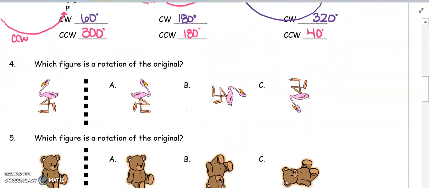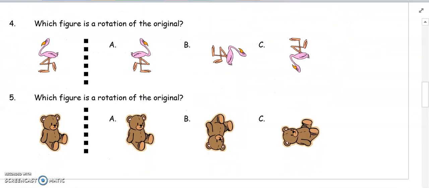All right, now we've got our picture ones, where I'm going to give you an original picture and I want to figure out which one is a rotation. One thing you could do is actually take your paper and rotate it so you can see what the flamingo is going to look like as it moves around. If we take a look at A, A is actually just a reflection of the original, so A isn't what I want.